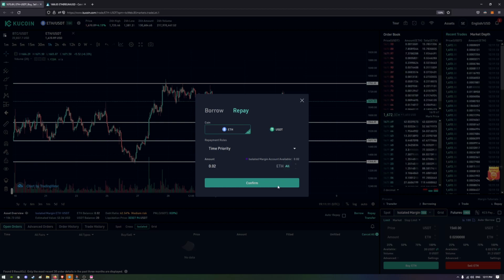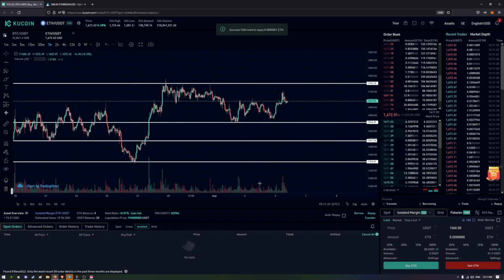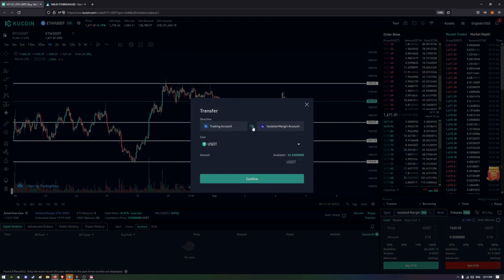So after you've closed your trade and you're ready to pay it back, come over to the repay section, click on Ethereum, click on the amount that you borrowed, and then click confirm. Now you've repaid your debt. Once your debt has been repaid, you can transfer your funds back to your trading account.